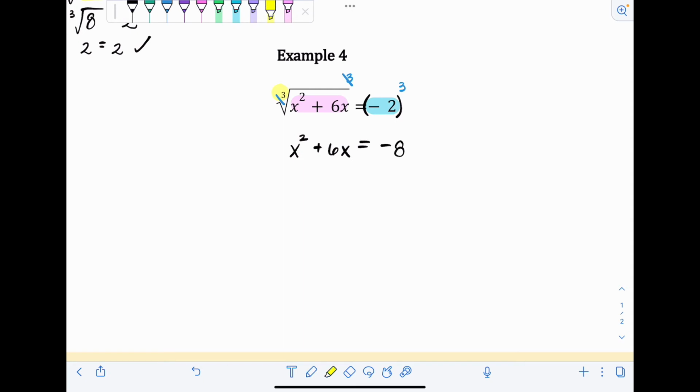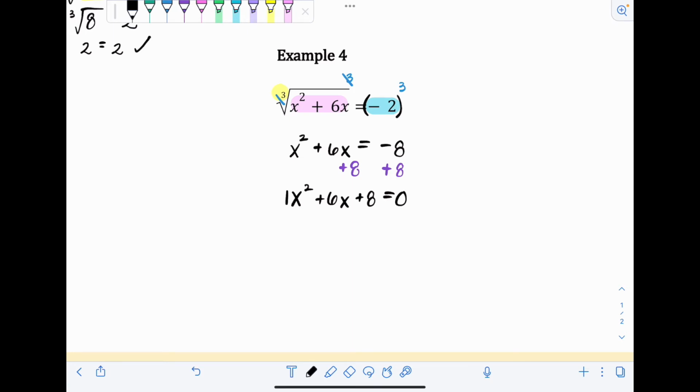And now I have an x squared, so I have a quadratic. I want to try to get it in standard form. So I have to get everything on one side equal to 0. So I'm going to add 8 to get a 0 on the right side of the equal sign, and then I'll add it after the 6x. So x squared plus 6x plus 8 is equal to 0. So quadratic in standard form.